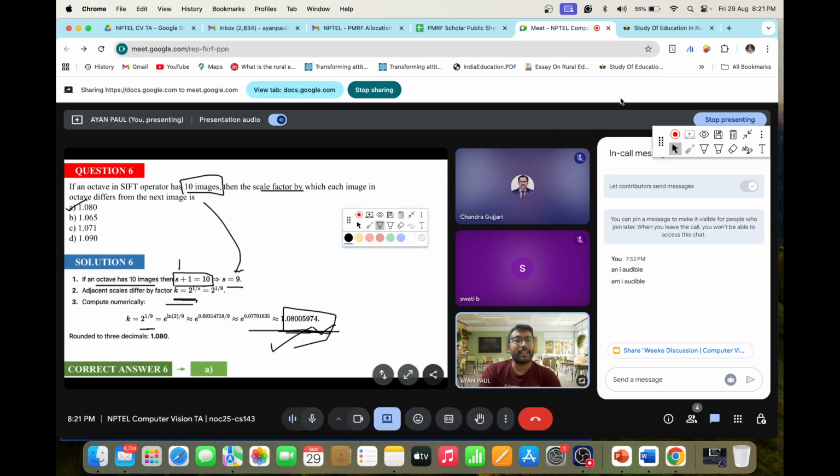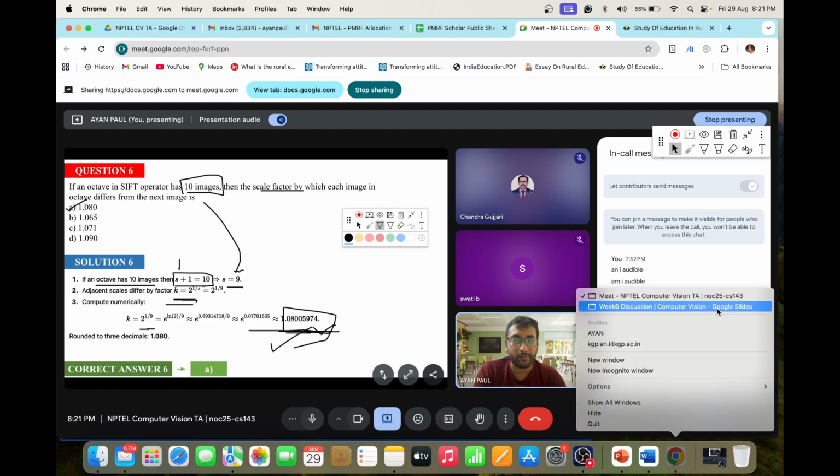So is it clear? Very easy. S plus 1 will be your number of images in the SIFT operator, and to get the scale factor you have to do k equals 2 to the power 1 by s. Just do this and you will be getting the answer. So this is very simple.